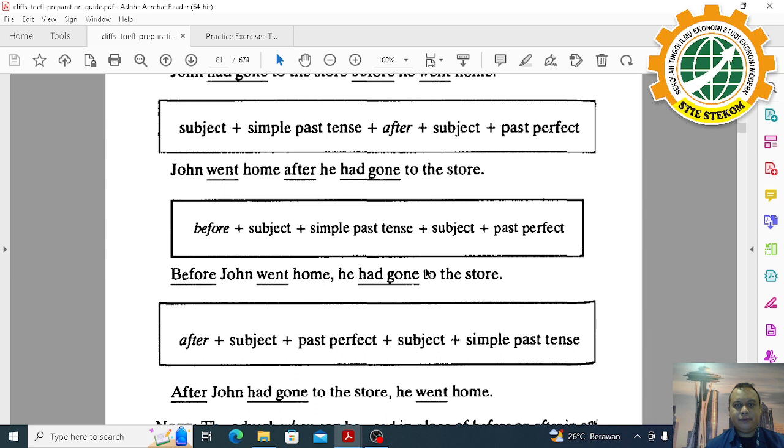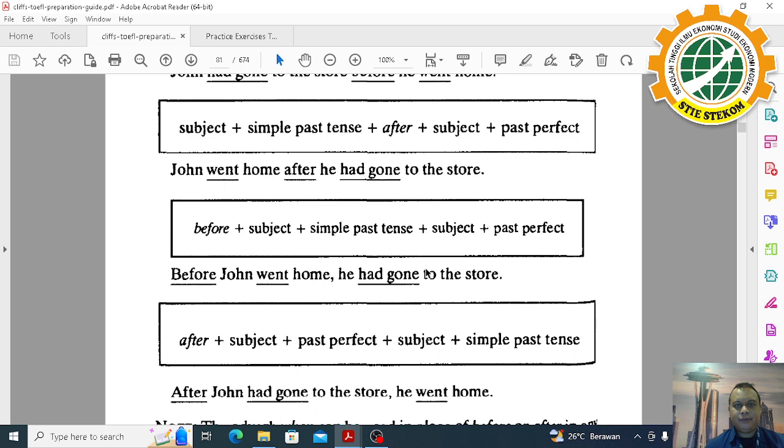Note, the adverb when can be used in place of before or after in any of these four formulas without changing the meaning. We still know which action happened first because of the use of past perfect. Okay, so a state which continue for a time in the past but stop before now. Note that there is no connection with the present. Okay.